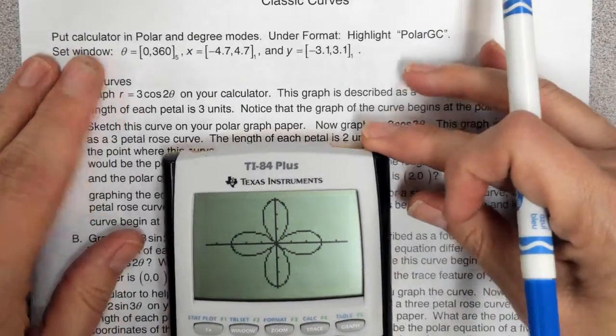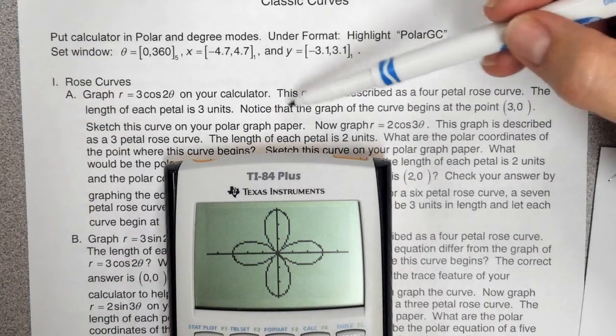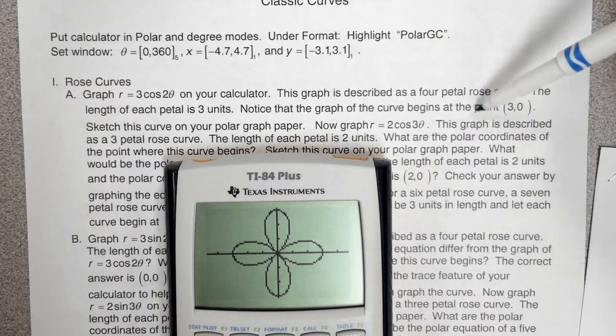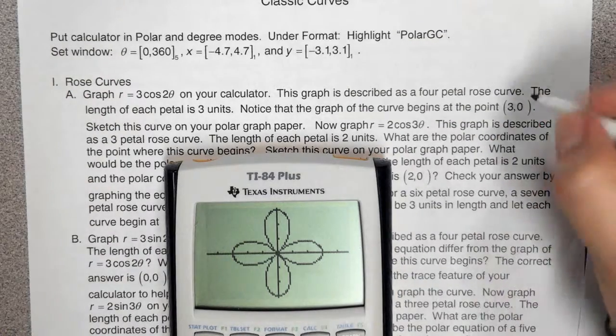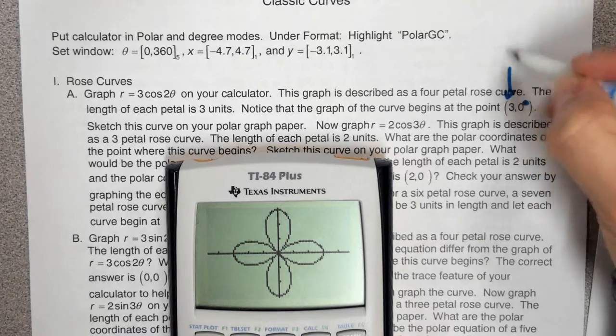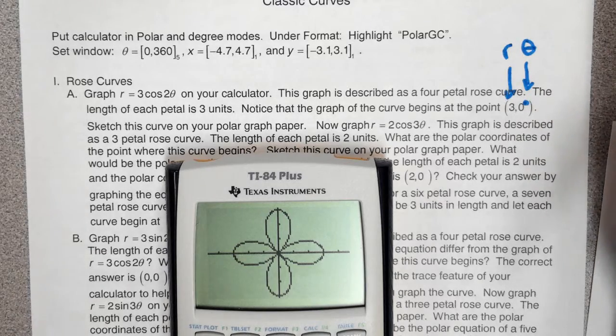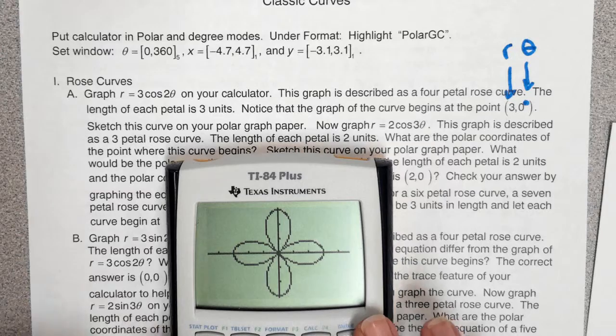Yeah. Okay. Here's the part where I lose people. It says in the next sentence, notice the graph of the curve begins at the point 3, 0 degrees. Remember, the 3 is your r, the 0 is your theta. So I want you to do me a favor. Remember, we're in polar mode. This is a class set. Yes, just class set. I'm writing up here for you.